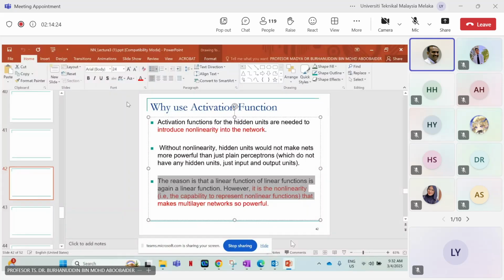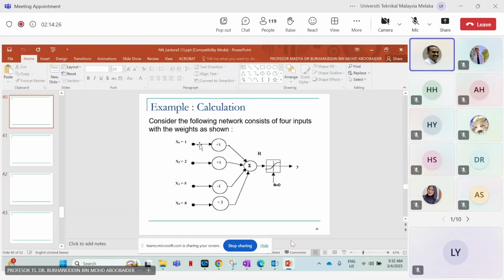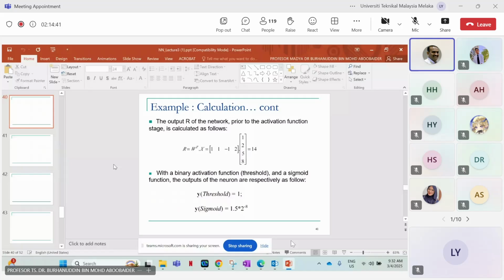It means that if we have a linear function, we product, we get one linear function, and then if we go again through this network, we will get another linear function. Then we product, we will get another linear function, right? That's what is meant by this statement.